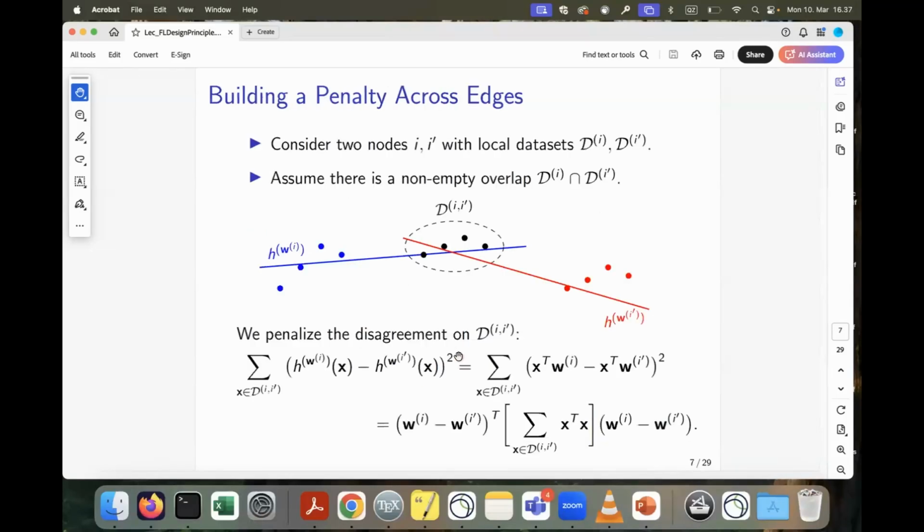Okay, so how do we do it? How do we build a penalty? And the idea is as follows. So let's consider we have two nodes which represent two devices. So we have a node I and a node I prime. These are two devices, let's say my smartphone and my friend's smartphone or my neighbor's smartphone.